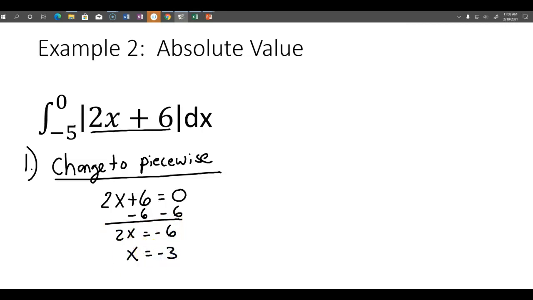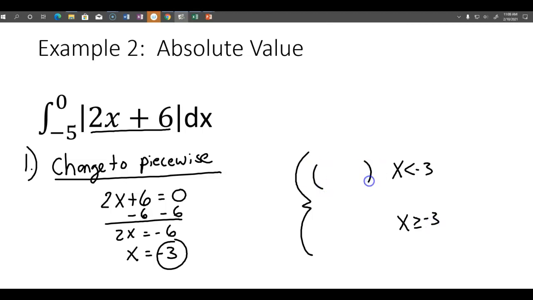And what that tells me is that for my piecewise function, my cusp, the place where the two pieces are going to meet, is at -3. So we're going to have one half of the function to the left of -3 and the other half to the right of -3.